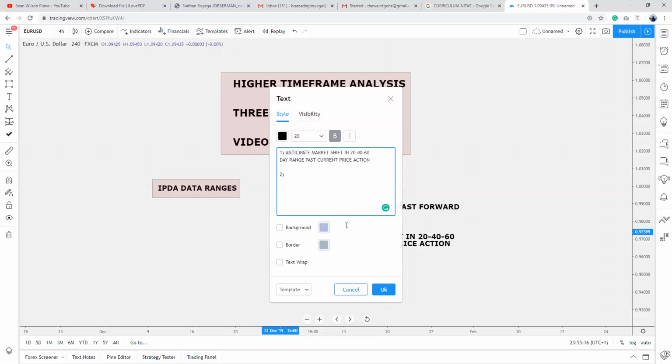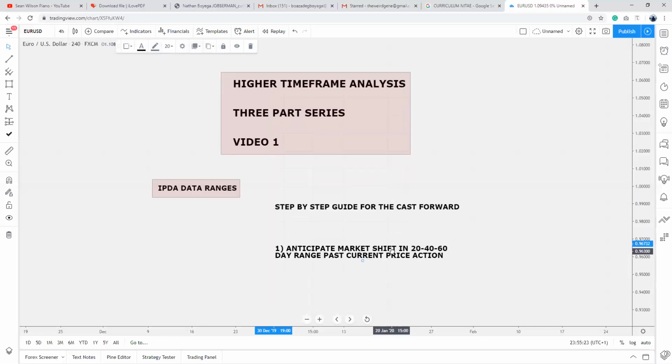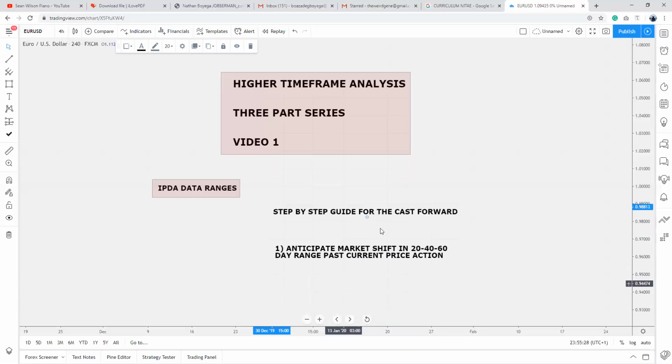So basically that's what you're doing. This is a one-step approach. The most important aspect is the look back phase, and the next aspect is the cast forward phase, where you can anticipate a shift in price every 20 days, 40 days, 60 days, either to correct market structure or in line with the trend. So this, guys, brings us to the end of the first part of our video series.